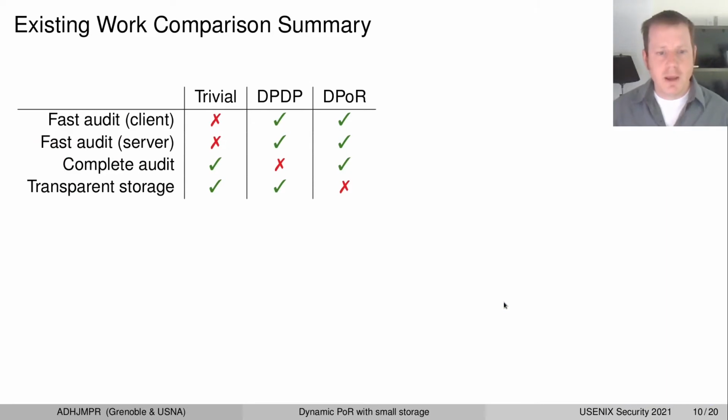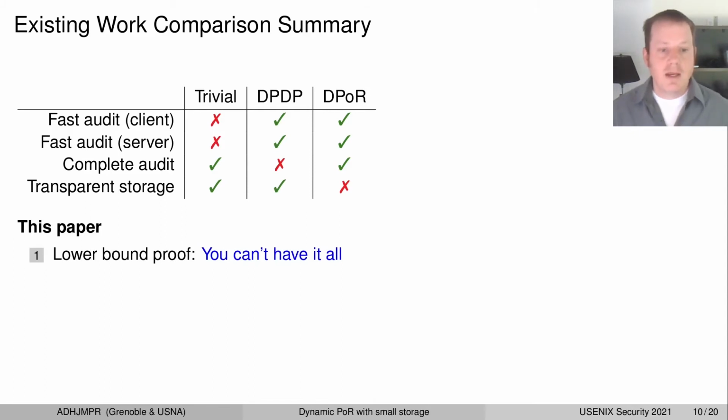And so just as a comparison, in the previous work that we just talked about, there's always some kind of downside, usually between the completeness of the audit or the size and transparency of the storage mechanism. And we first have a lower bound proof that you can't have it all. So literally these four attributes are somehow in conflict. There is no such system. We proved that there is no such system that can satisfy all of these.